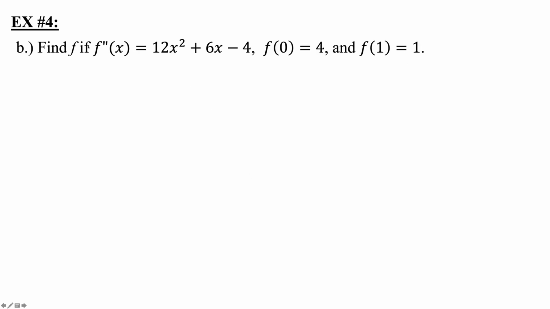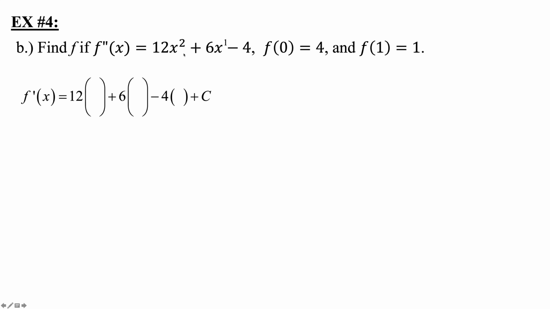All right, b. Find f, given the double derivative. So now we've got to do the antiderivative twice. f double prime of x equals 12x squared plus 6x minus 4, f of 0 is equal to 4, and f of 1 is equal to 1. All right, so let's get started here. Put our powers on our variables, put parentheses after our coefficients, and now let's take the antiderivatives of our variables.